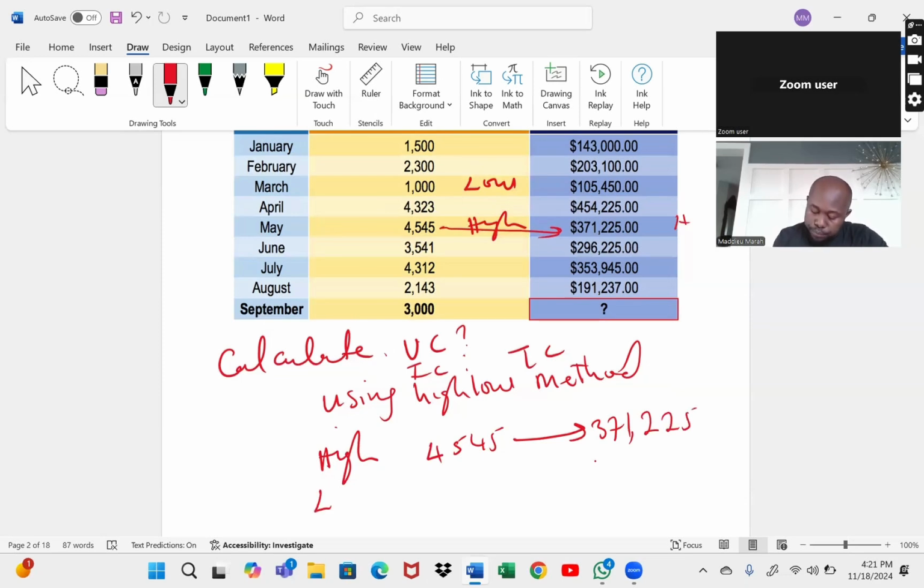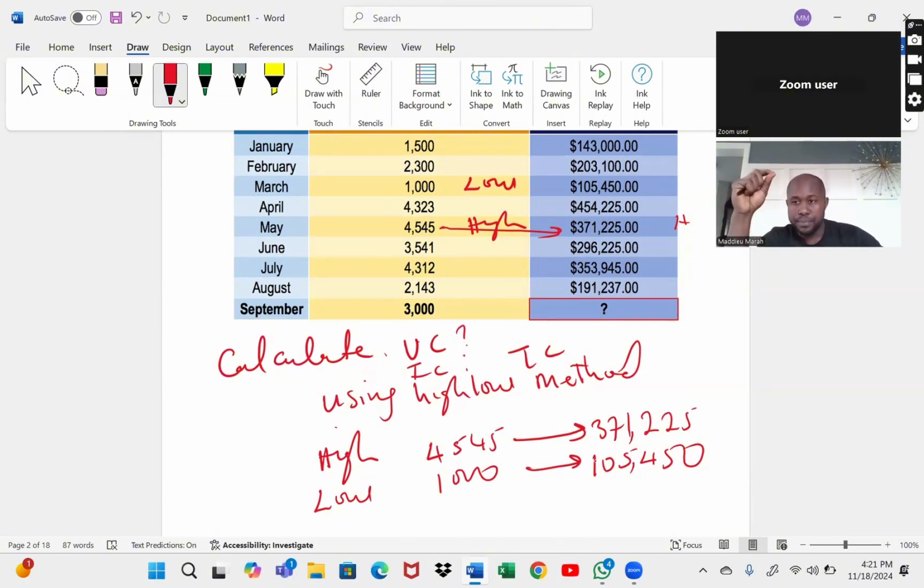And we look for the low. The low activity we identify to be March, which is 1,000. And the cost of that is 105,450. So this is the cost of the low activity. This is our first step. We identify the high activity and its cost, and the low activity and its cost. This is the first step for the high-low method.